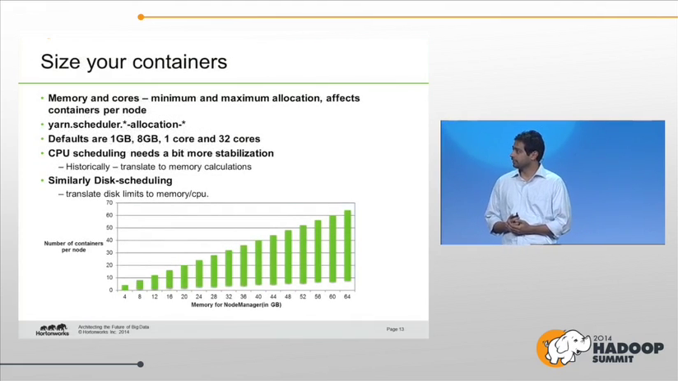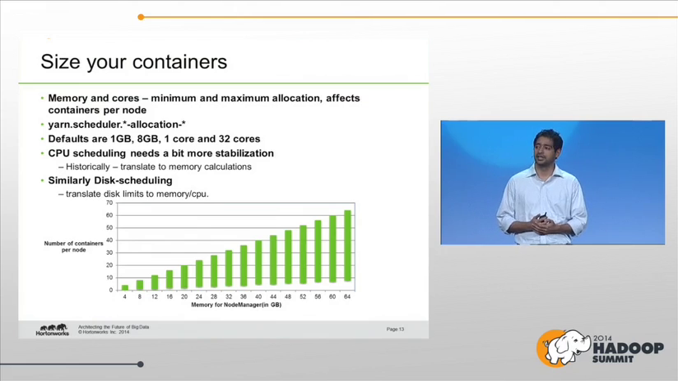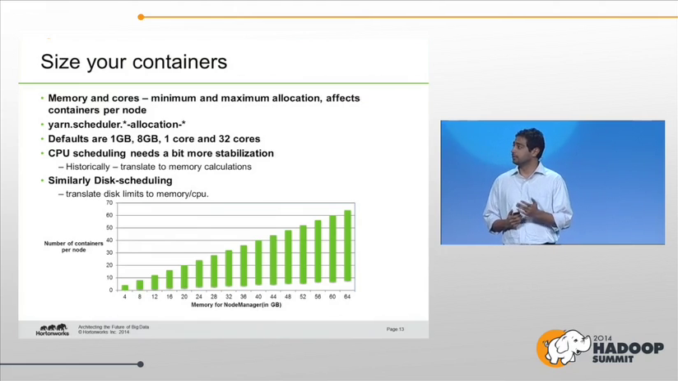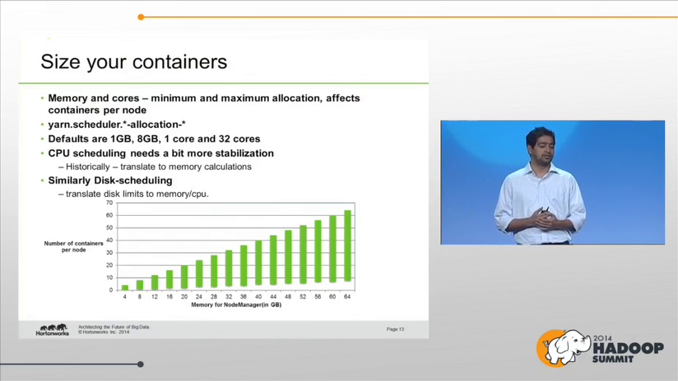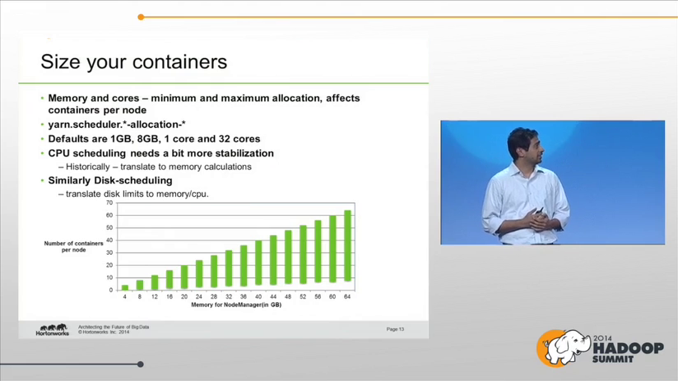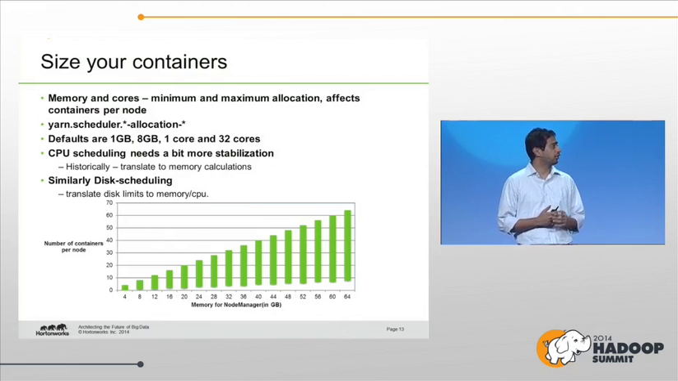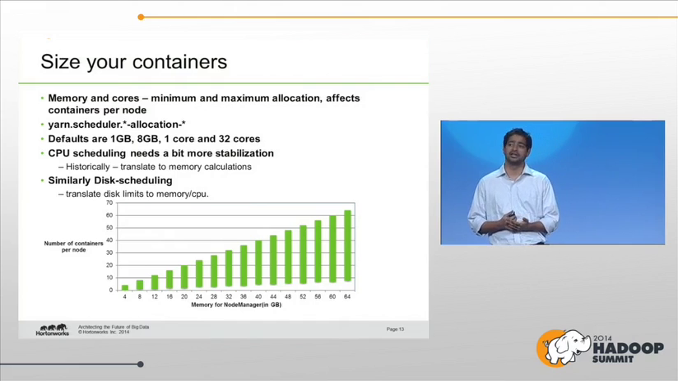So one of the things we highly recommend is sizing containers. There are 4 variables of the format yarn.scheduler.*-allocation-*. They control how much memory and CPU, by the minimum and maximum memory and CPU, a container can obtain. The defaults are 1 GB, 8 GB, 1 core, and 32 cores. The thing there is the node manager today only enforces memory limits.